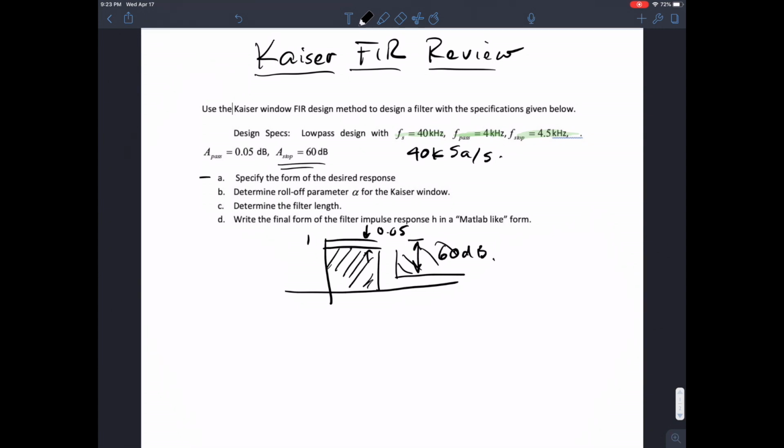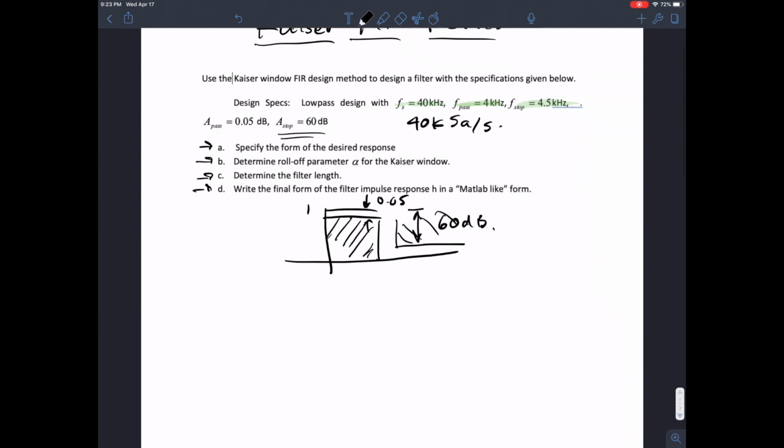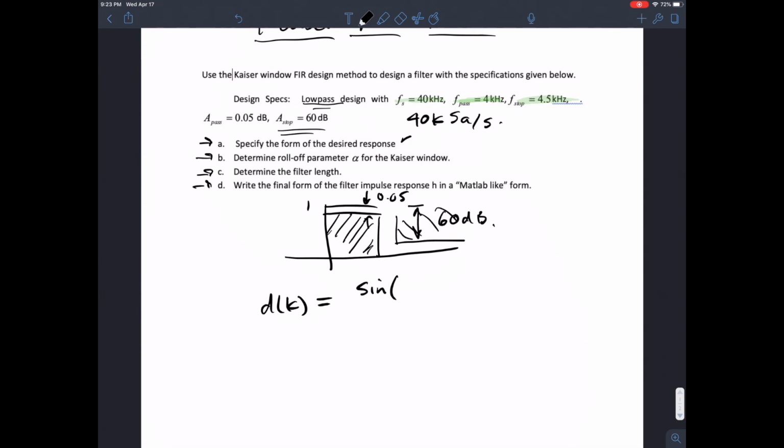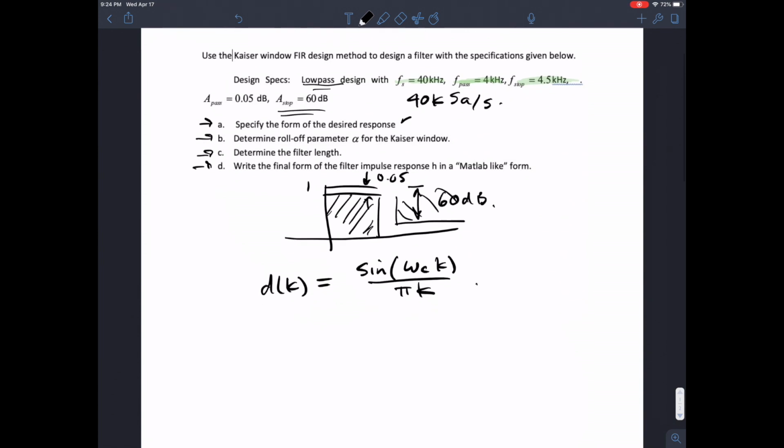On the exam, I walked students through 4 steps for completing this problem. The first one is to specify the form of the desired response. What you're supposed to know, and if you don't remember it, you should have it on your formula sheet, is D of K, the desired impulse response for a low-pass filter. We derived this in class, but it's sine omega C K divided by pi K. Alright, so that's where we start.